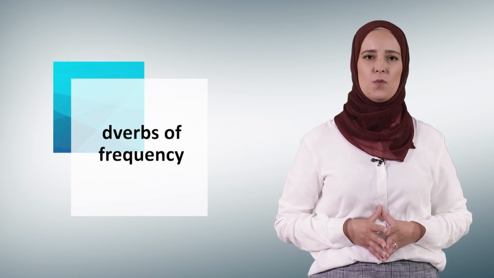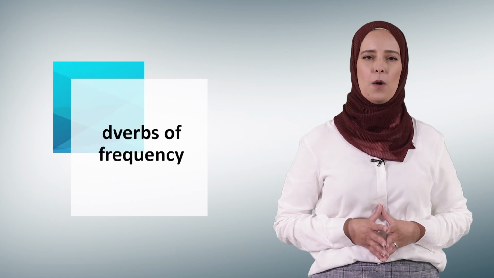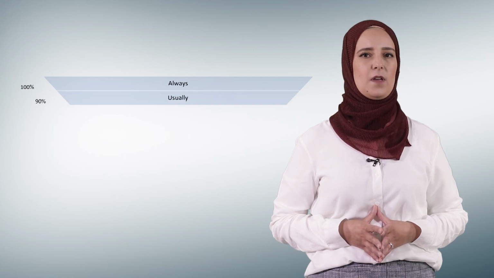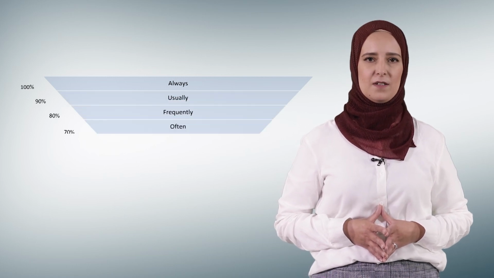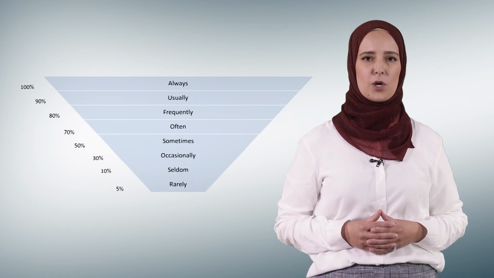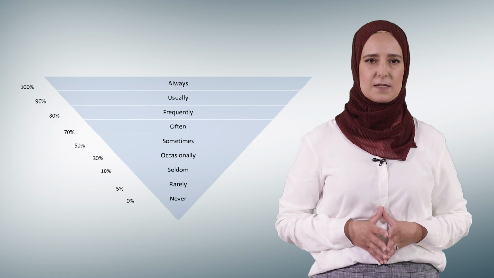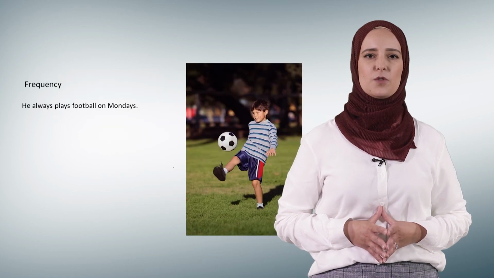Now, let us look at one other situation. There are some words in English called adverbs of frequency to describe how often something is happening. And these words are always, usually, frequently, often, sometimes, occasionally, seldom, rarely, and never. Let's look at the following examples. He always plays football on Mondays.